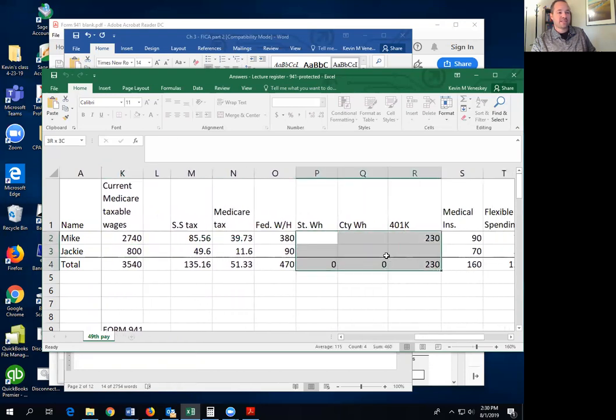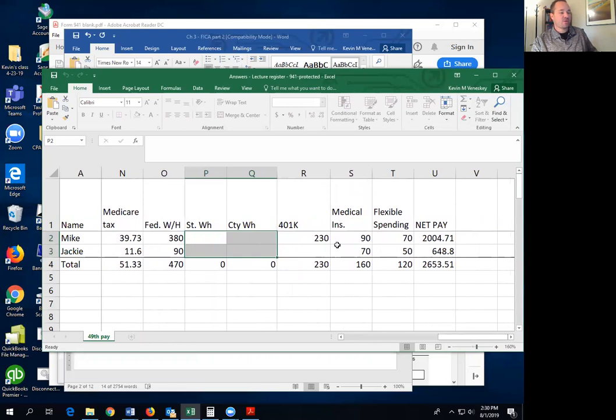We'll get into state and county withholdings in the next week or 2, so we're just going to leave those blank for right now, and we'll build on that. And then I told you we can manually fill in the amounts for the retirement, medical, and flexible spending. And if you set everything up right, your net pay should calculate for you.